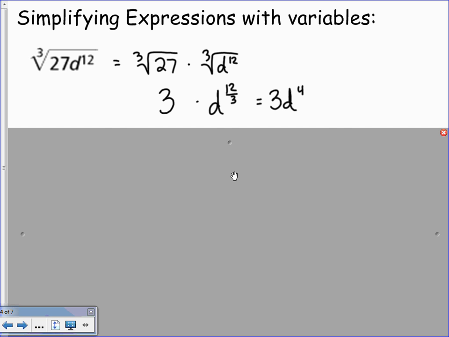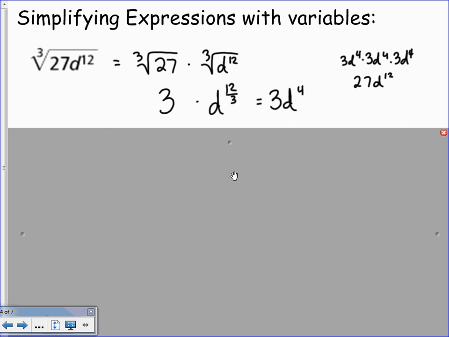Now think about that. If I took 3d to the fourth times 3d to the fourth times 3d to the fourth, so I multiplied it by itself 3 times. 3 times 3 is 9 times 3 is 27. And then if I were doing d to the fourth times d to the fourth times d to the fourth, what would I do with my exponents? Add them. 4 plus 4 is 8 plus 4 is 12. So when I multiply what I said was the cube root, I get that 27d to the 12. So I know that I was right. You don't have to do this for every problem. I'm just showing you that's true.